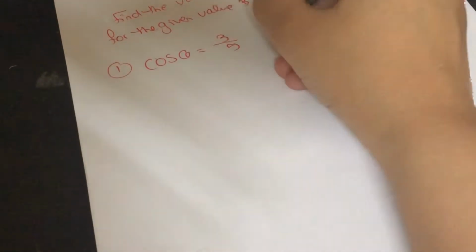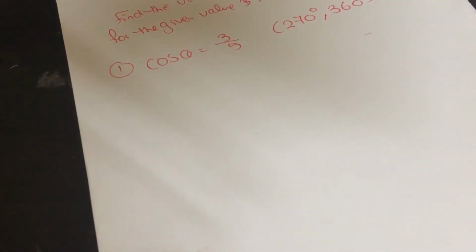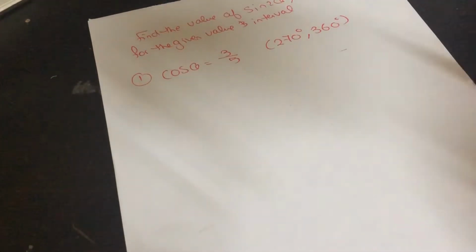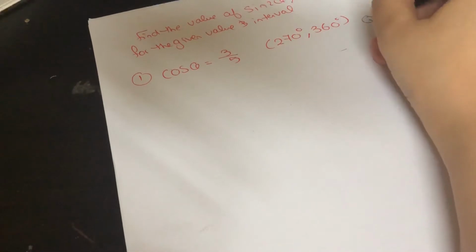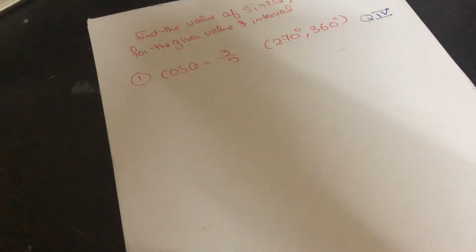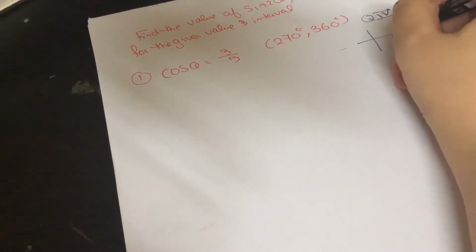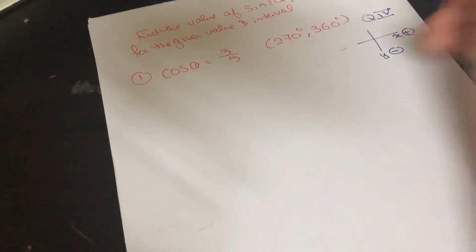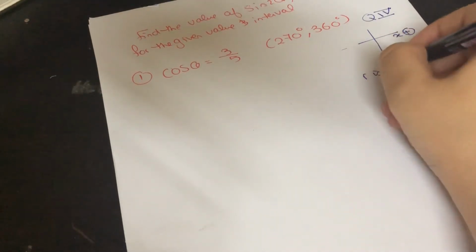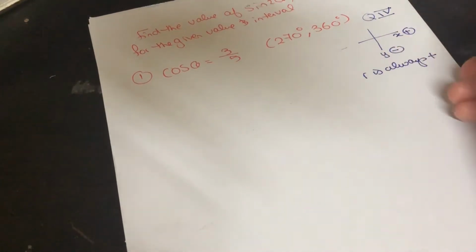Question number 1 gave me that cosine theta is equal to 3 over 5, and they must give me the quadrant as well. I'll tell you why. What do I understand from this quadrant? I understand that I am in quadrant 4. So if I am in quadrant 4, let's deal with this and get it done before we start solving. In quadrant 4, x is positive, y is negative, and r is always positive, as we know.